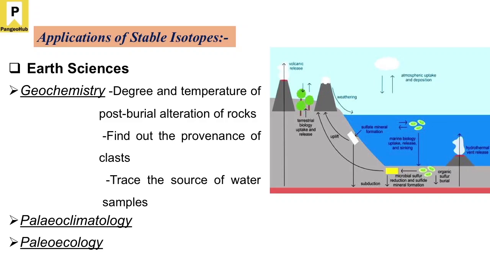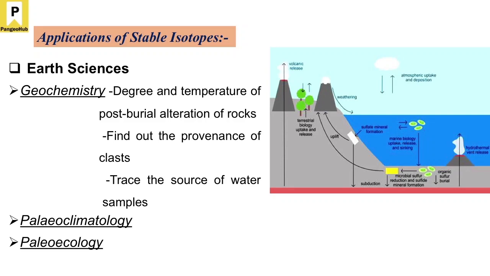So now let's come to the application part of the stable isotopes. We have seen that these stable isotopes can be used to get an idea about the intensity and temperature of post burial alteration of rocks. Even the temperature of formation can be addressed. It is also helpful to find out the provenance of sedimentary clasts, and it has very good importance to find out the source of water samples.